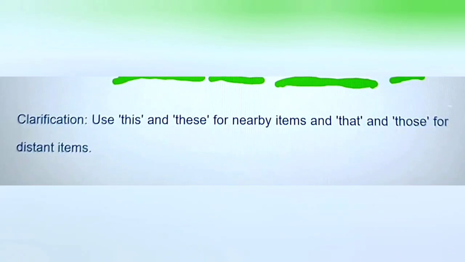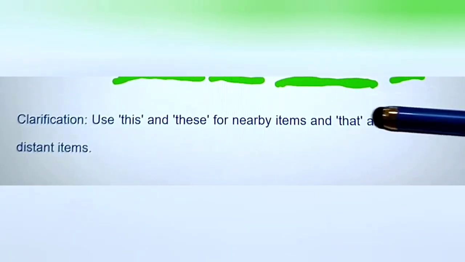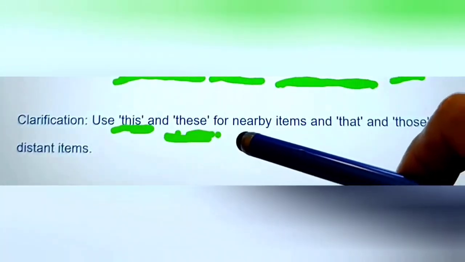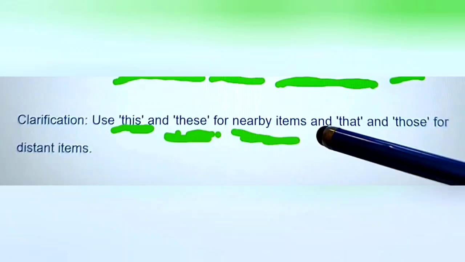Let's have further clarification here while we are using demonstrative pronouns. Use this and these for nearby items and that and those for distant items. For an item that's nearby us, we use this and these. For an item that's far from us, we use that or those. This describes proximity in demonstrative pronouns.